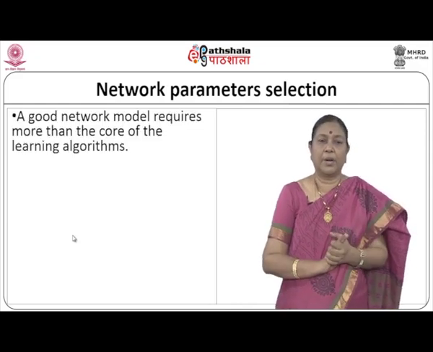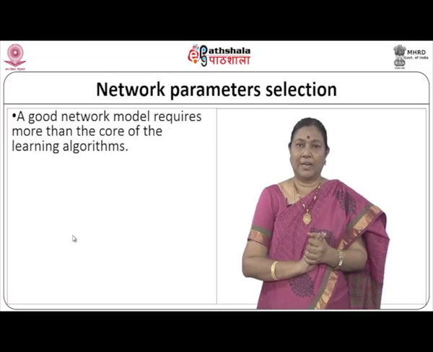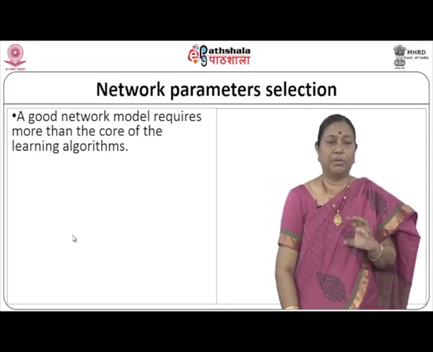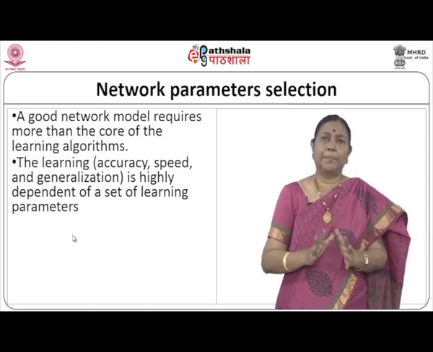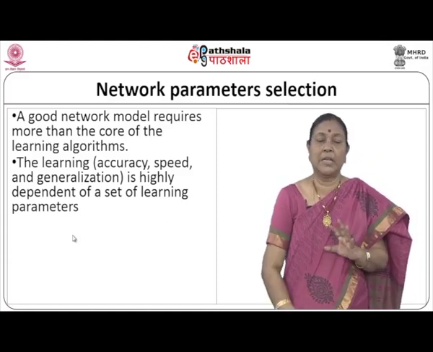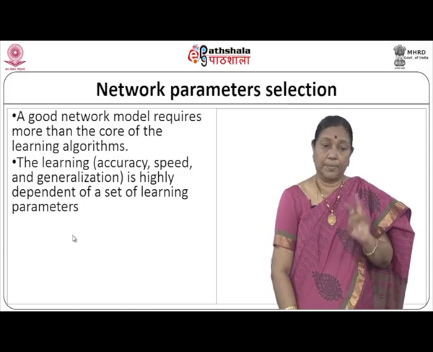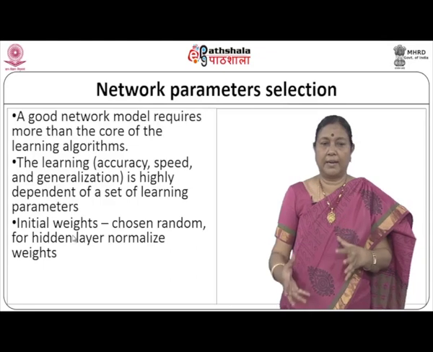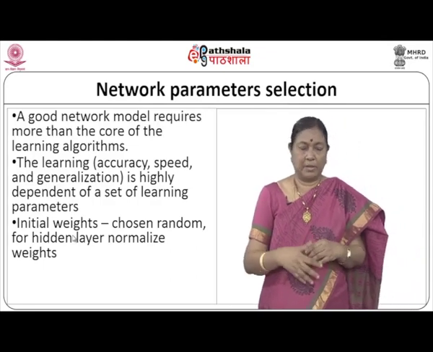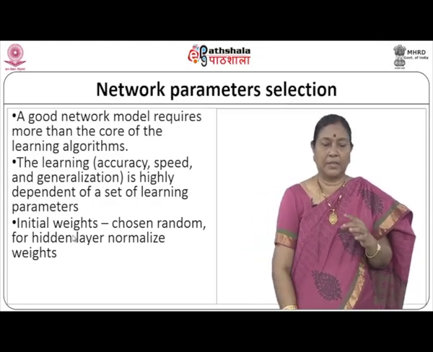A good network model requires more than the core of the learning algorithm, it requires much more than that. So, what do you need? The learning accuracy, speed and generalization is highly dependent upon a set of learning parameters. Initial weights are chosen at random for the hidden layer and then you normalize the weights.